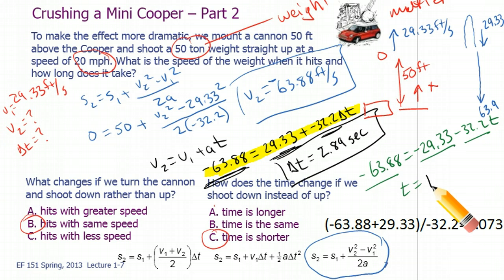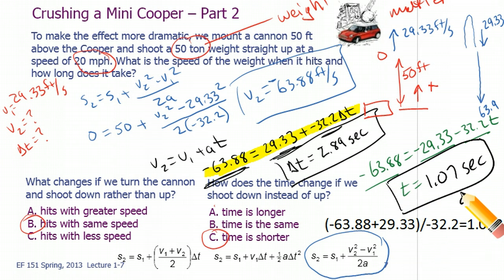So finishing up, 1.07 seconds. This is for going down, or shooting down. This is for shot up. Alright, let's finish that up and get done with this thing.